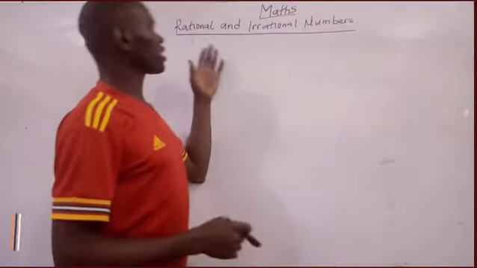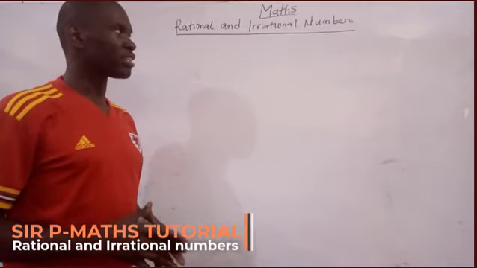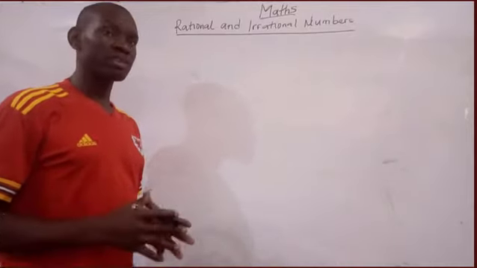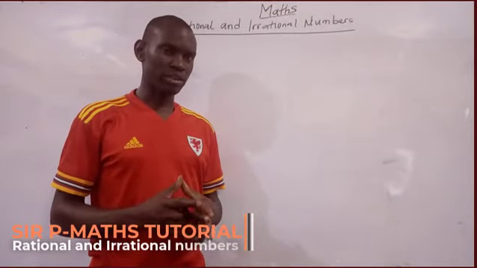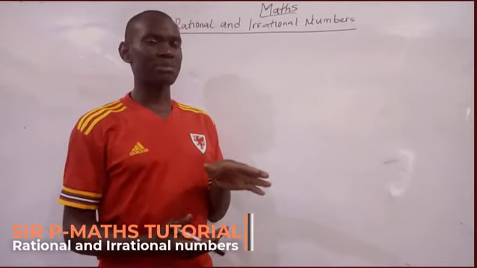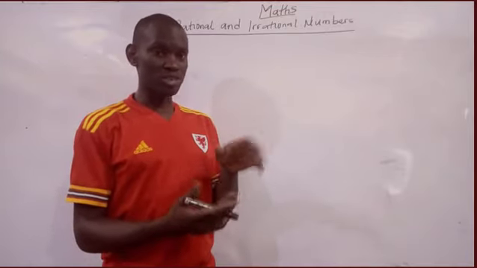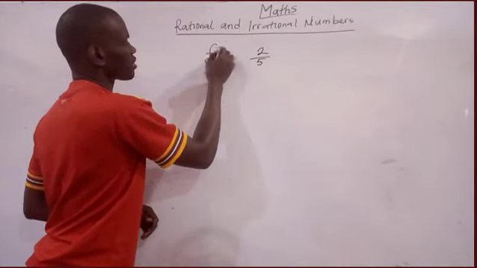Today, we are going to be looking at rational and irrational numbers. What are rational numbers? Rational numbers are those numbers that can be represented as quotients of other numbers. In other words, numbers that we can represent as fractions of two integers. Let's take 2/5 as an example.